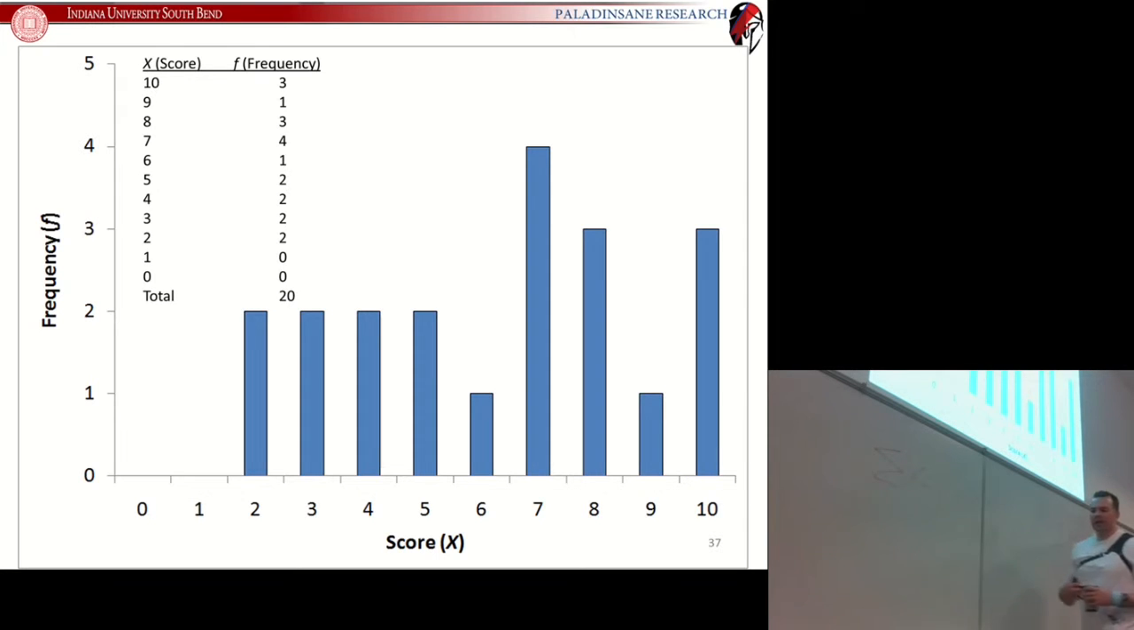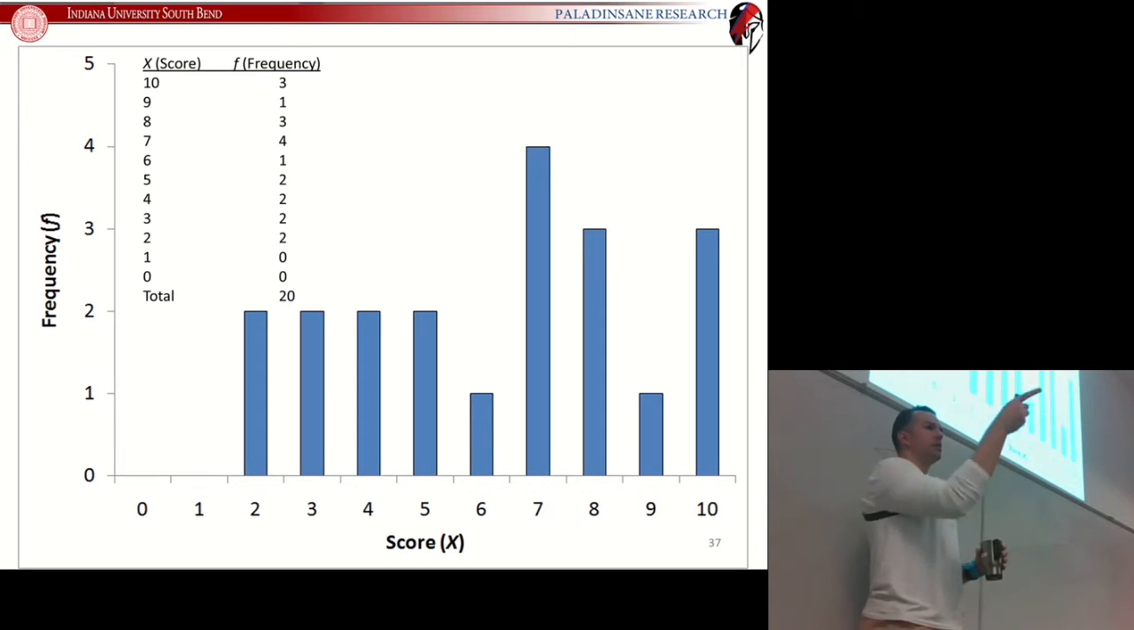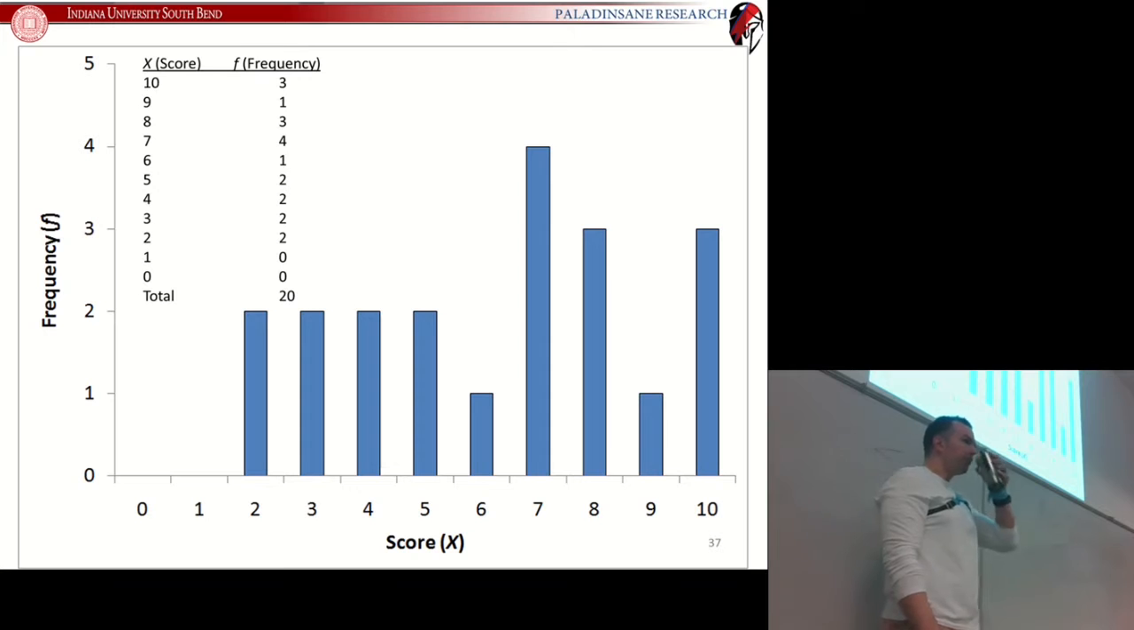All right, any questions about frequency distribution tables, bar graphs, histograms? Yep. If it is impossible to score between the scores, use the bar graph. If it is possible to score between, use histograms?